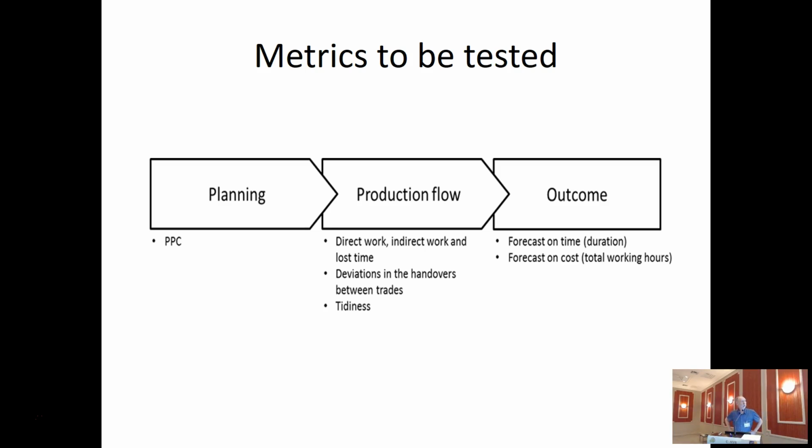And on the outcome side, we intend to measure 2 things. It's the forecast on the total time. That's also a throughput measurement, and it's a forecast on the total cost. And total cost here is the working hours. It's a forecast on the total amount of working hours on the job. So that's what we intend to do.